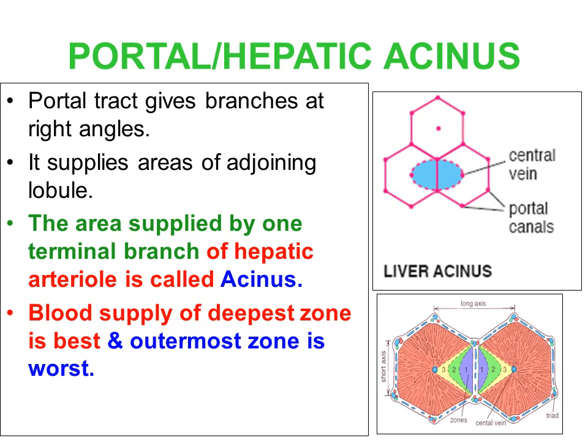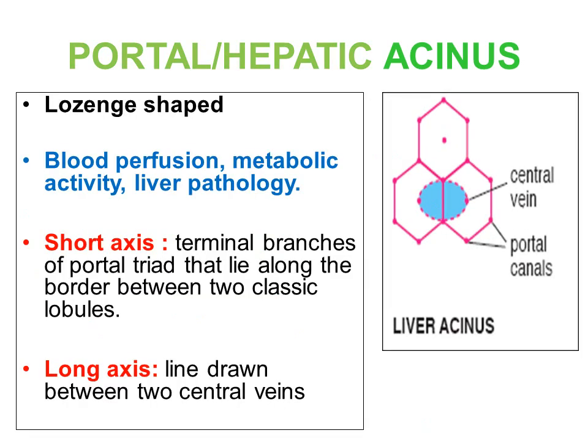The blood supply of the innermost zone is the best, and the outermost zone of the portal acinus is the worst. The short axis of the hepatic acinus is formed by the terminal branches of the portal triad lying along the borders between two classic lobules, and the long axis is a line joining the two central veins.